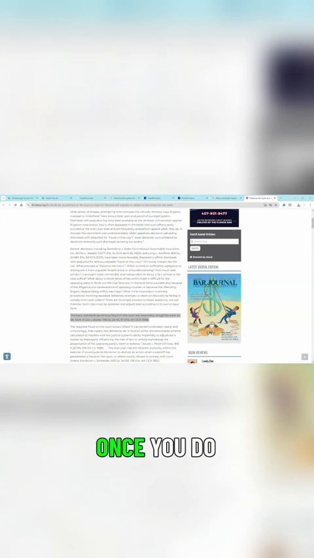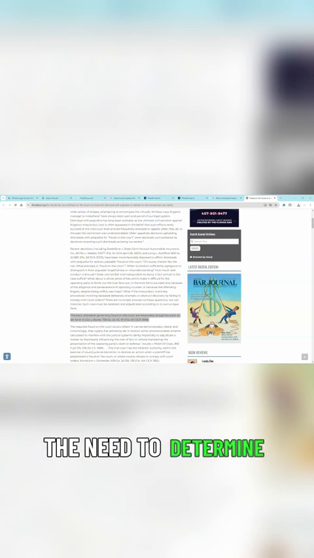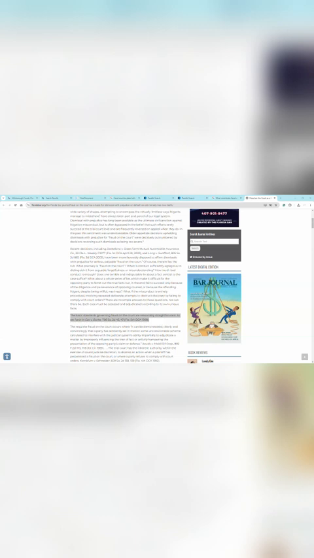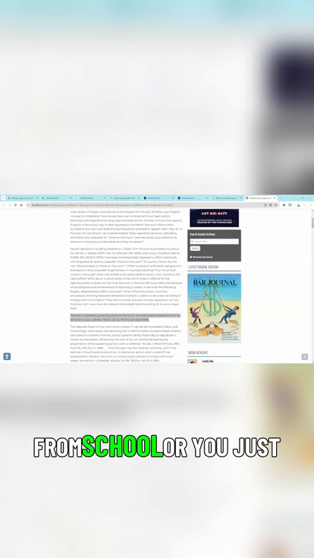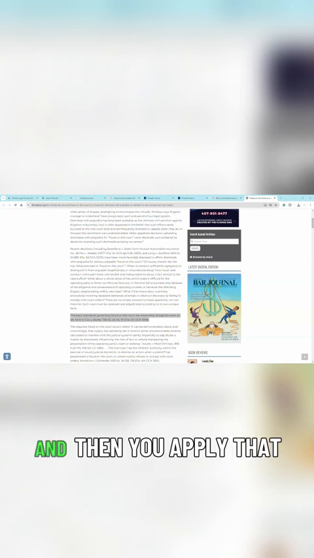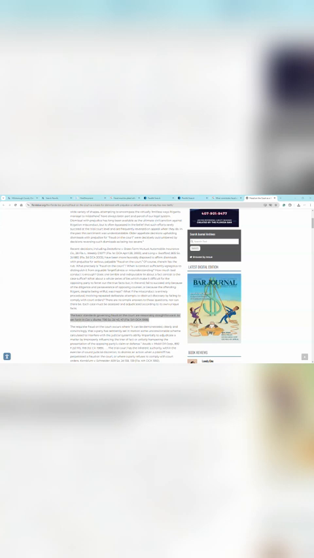Once you do a calculation for determining the length of a triangle side, you remember that, and then when you come across the need to determine the length of a triangle, you know the equation exists. Either you remember it from school, or you just look it up real quick, and then you apply that mathematical formula to solve the equation.